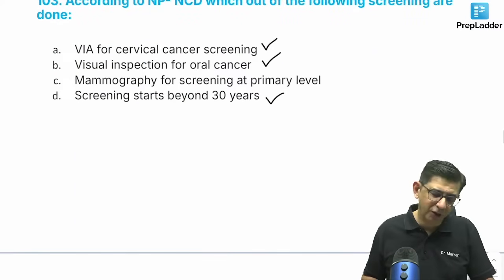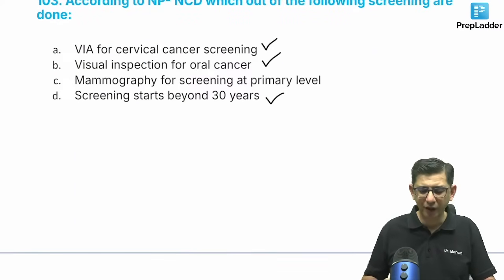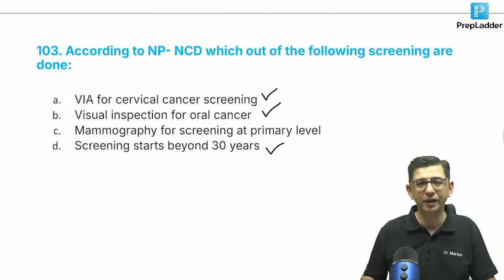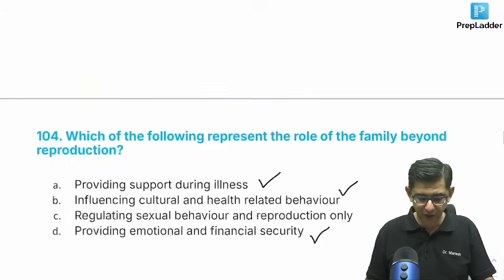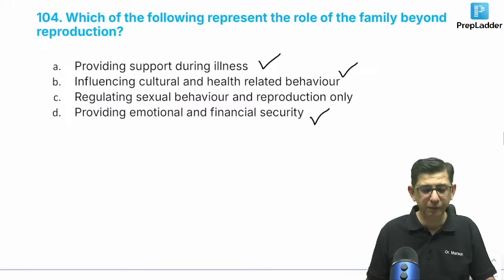Okay, then non-communicable disease. If you just look at the data, even if you don't focus on anything else, mammography would not be available at a primary level. It would be only a breast self-examination. The remaining things would make sense at the moment. So 103 sorted.